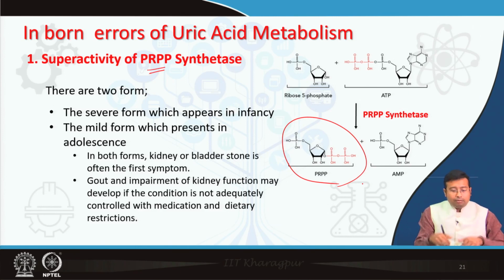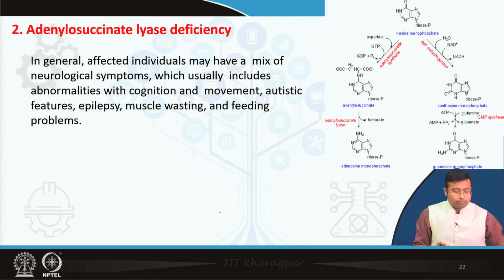So, this enzyme superactivity can vary. It can be a very severe form which appears in infancy, and there is a mild form which presents in adolescence. In both forms, kidney or bladder stone is the first symptom, because there is excess production of uric acid. Apart from that, gout and impairment of kidney function may develop if they are not properly controlled.